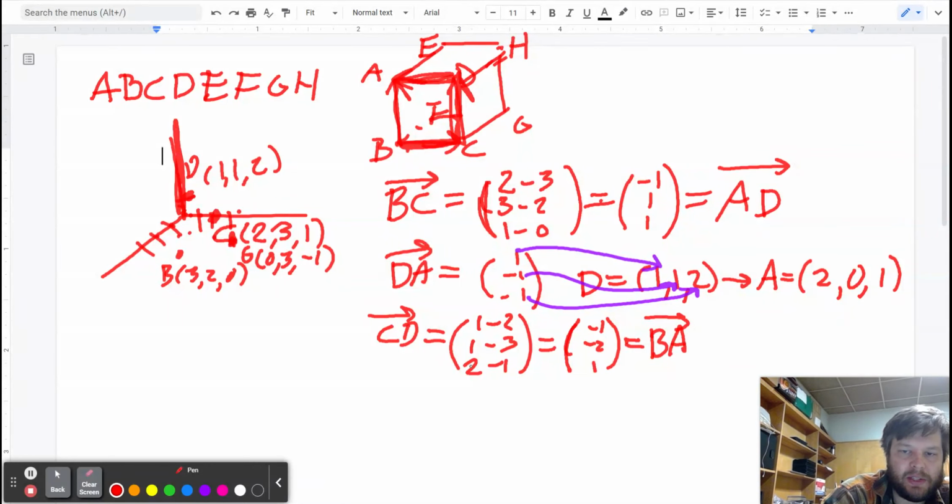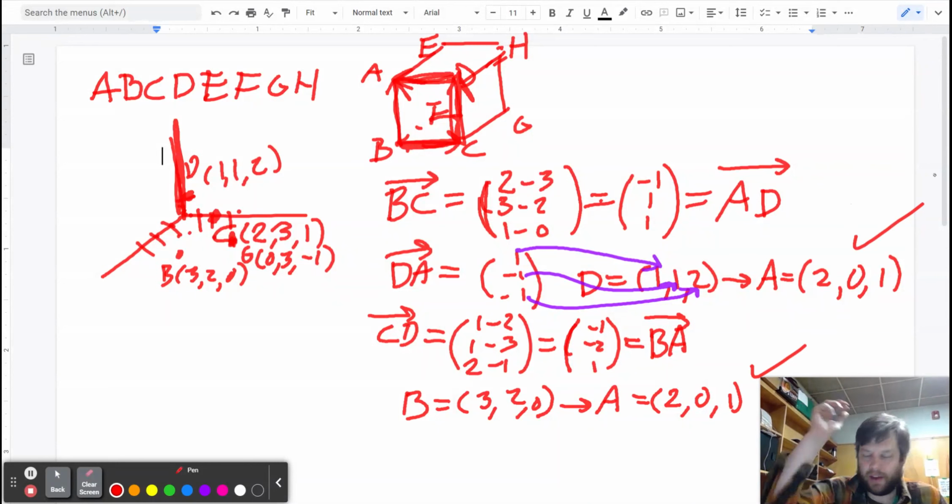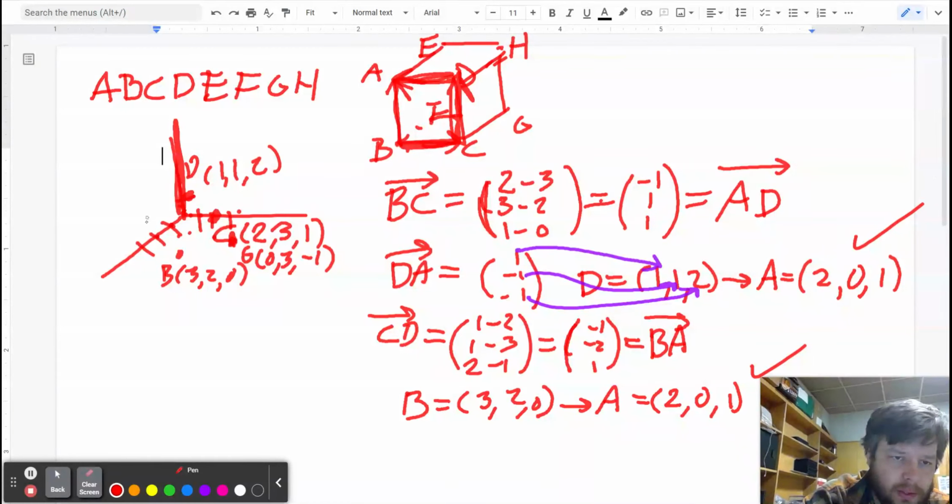So if I take B's coordinates of 3, 2, 0, then that implies A's coordinates should be 3 minus 1, 2 minus 2, 0 plus 1. So it checks out. So now I have the value of A. And we can try to add that to my graph, even though my graph is just looking a little confusing to me. 2, 0, 1.